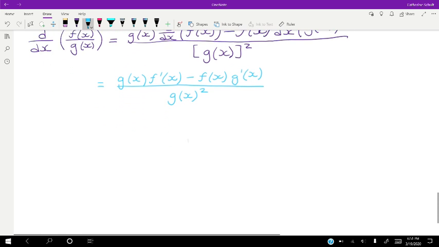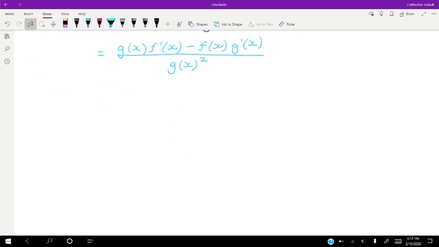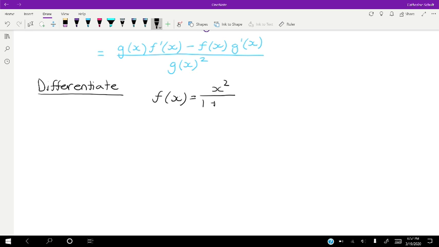Okay. So there we go. Let's put this formula to use. Let's try an example. So we would want to differentiate. That would be the instructions. It could be differentiate, find df dx, find f prime. Lots of different ways of saying the same instructions. And our function is this: x squared divided by 1 plus e to the x.